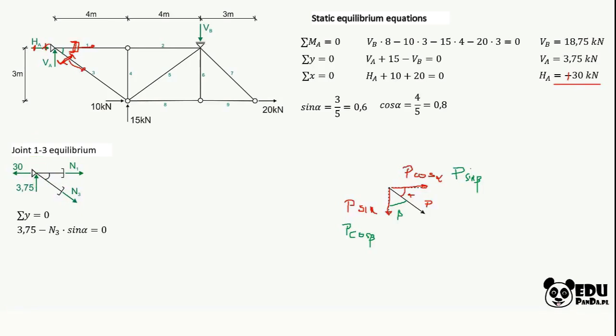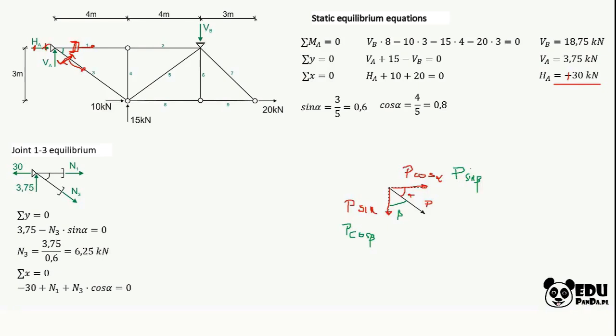That means their projection on the y-axis is equal to 0. Because they only have a horizontal component, they do not have a vertical component. That's why it's better to start with the sum of projections on the y-axis here. All right, we know that, so now I calculate N3 from this: 3.75 divided by 0.6 gives us 6.25 kN.